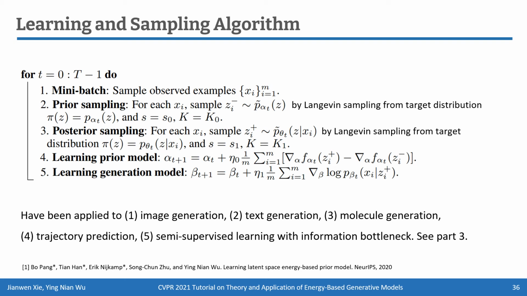And this type of model is actually quite powerful, and it has been applied to many different applications. For example, image generation, text generation, and molecule generation, either unconditional generation or conditional generation. And it can also be applied to trajectory prediction, where the energy function can be interpreted as a value function or cost function. And it can also be used for semi-supervised learning, where the concept of information bottleneck can be very naturally incorporated. So in part 3, you are going to see those applications.